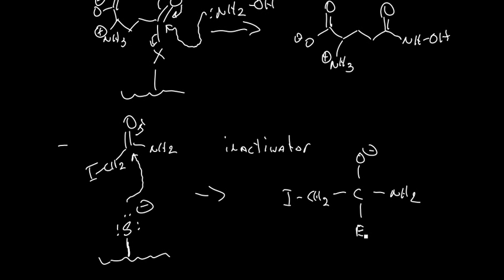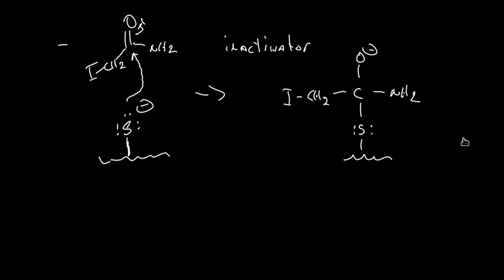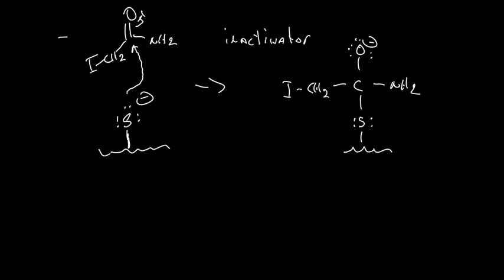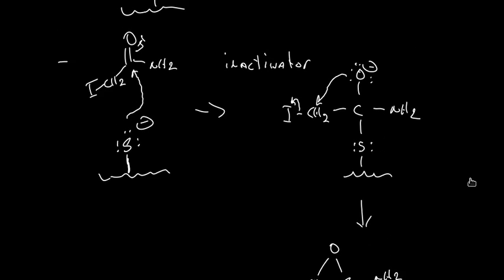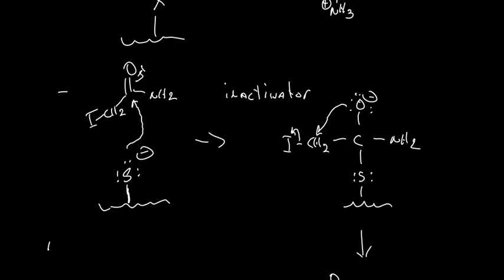Like so. And this then attacks here as follows and kicks out this iodide and makes an intermediate that looks like this. So this reagent here is called iodoacetamide. And it's a potent inactivator, typically for cysteine thiolate systems.